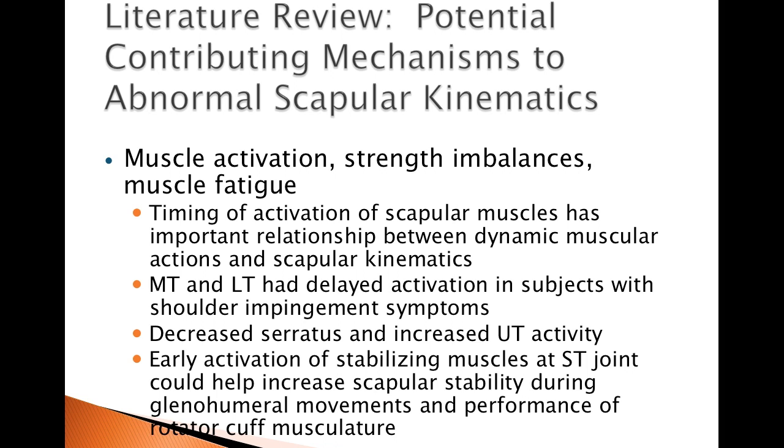So, for example, the force couple between the upper trap and the serratus, along with the middle and lower trap. We see delayed activation of the middle and lower trap in subjects with shoulder impingement syndromes. There's decreased serratus and increased upper trap activity. So we really want to make sure that those scapular muscles fire early and on time, so they can set the scapula, so they can cause that scapula to be a strong base when those glenohumeral movements occur.